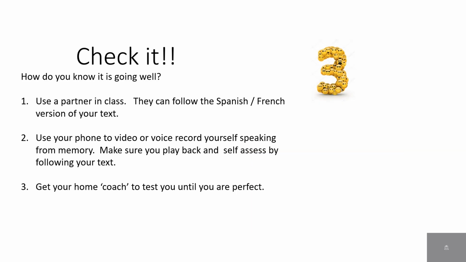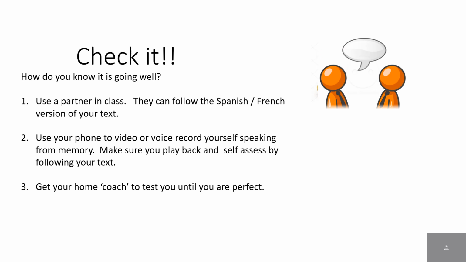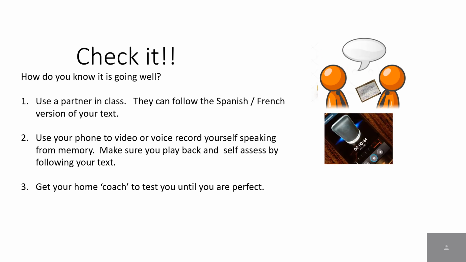Once your child thinks they have mastered talking about a response from memory, they do need to check that they're not making errors. We do this in class, doing pair work. The students can also do this using their mobile phones. They can record themselves or even video themselves saying their responses from memory and then checking it against their text.